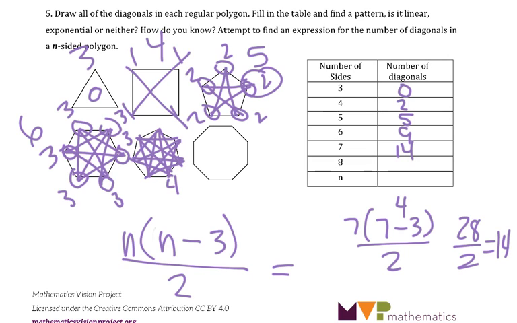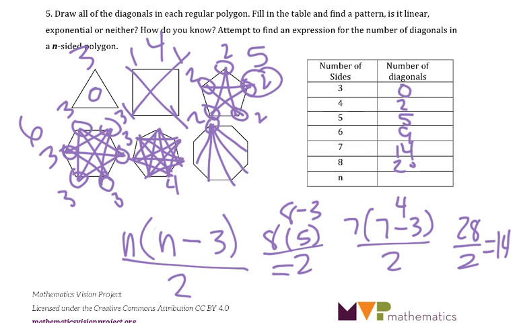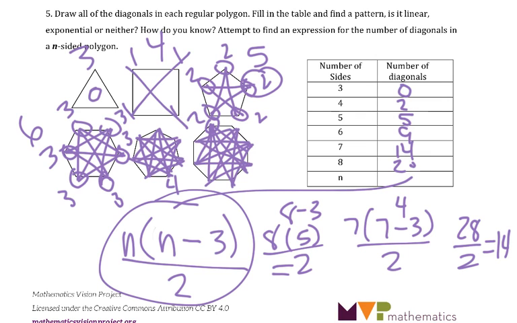Okay, so for the 8, we have 5 for each side, right? Because it would be 8 minus 3 would give us 5, times the number of vertices, which is 8. That would be 40, divided by 2 would be 20. So 5, 6, 7, 8, 9, 10, 11, 12, 13, 14, 15, 16, 17. When they get that big, it's hard to tell, isn't it? So for n, it would be that formula right there. So there is a pattern to that one.